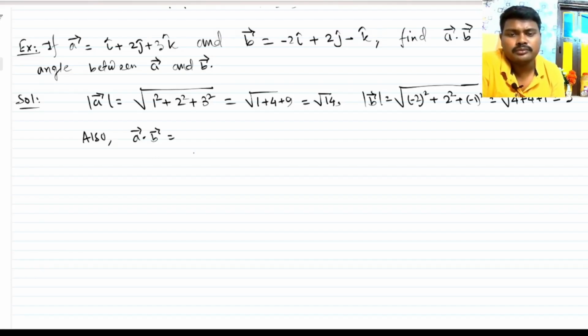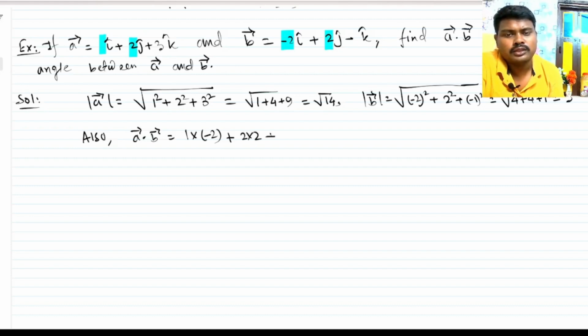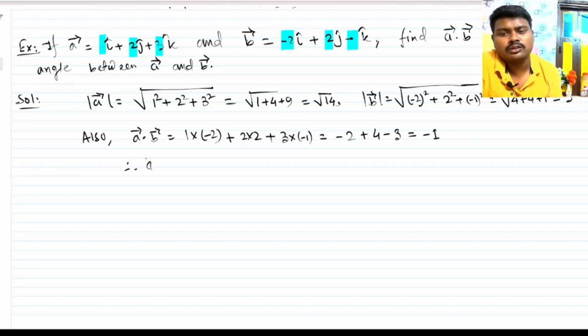We know that a dot b is equal to 1 into minus 2, that is, the coefficient of i cap here is 1 and the coefficient of i cap in b is minus 2. We multiply them. Then we also multiply 2 into 2, plus 2 into 2. Then plus we multiply 3 into minus 1. After simplification, it becomes minus 1. Therefore, a dot b equals minus 1.